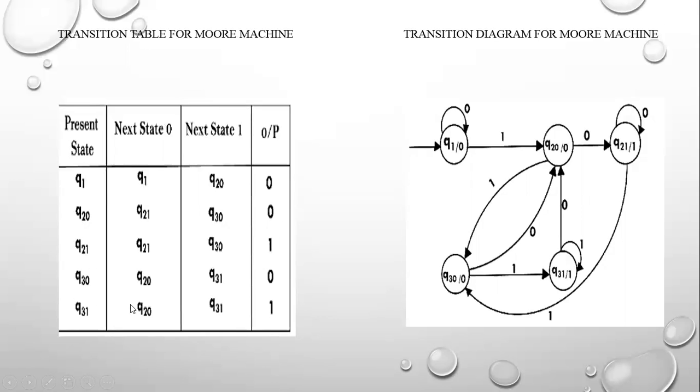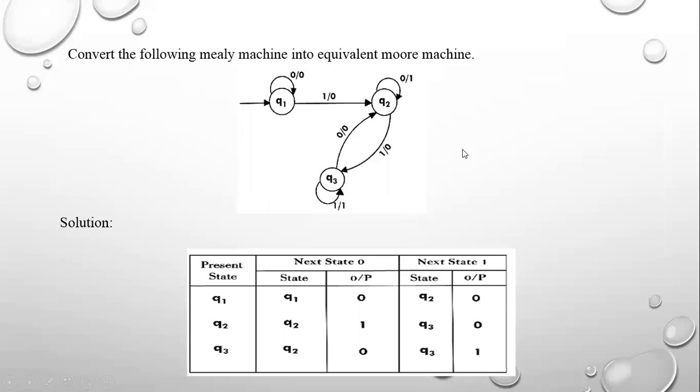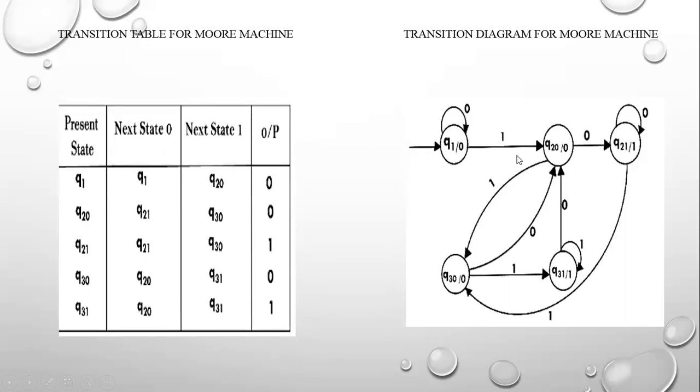Similarly, Q3 is also split. Now using this table, we construct the transition diagram. But the output depends only upon the states. That's why each state has only one output. But see the difference: in the Mealy machine, the state and input both have outputs. Here, the output depends only upon the state. So that is called conversion from a Mealy machine to a Moore machine.